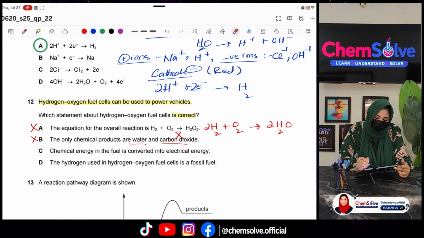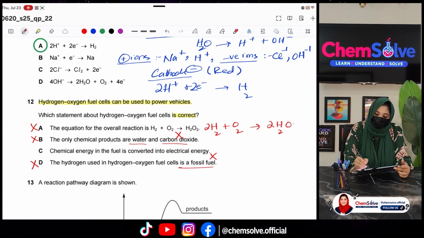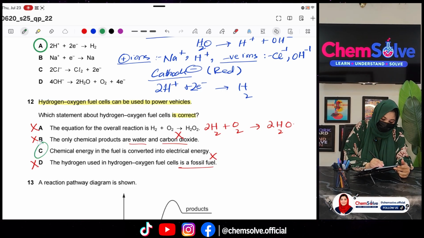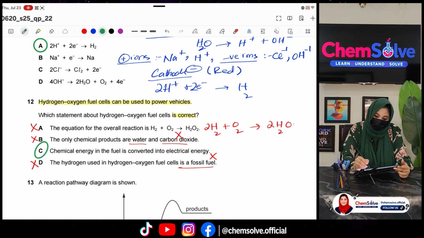Chemical energy in the fuel cell is converted into electrical energy. Yes, this seems to be correct, but look at option D as well. The hydrogen used in the hydrogen oxygen fuel cell is a fossil fuel. Not at all, it is not a fossil fuel. So, as per our discussion, option C is the correct one.